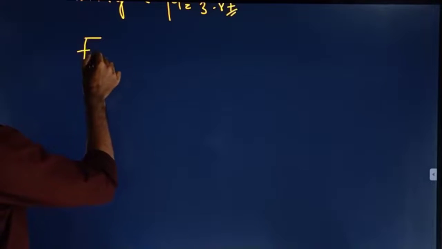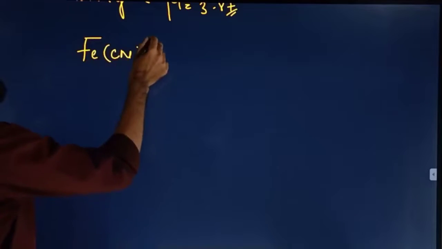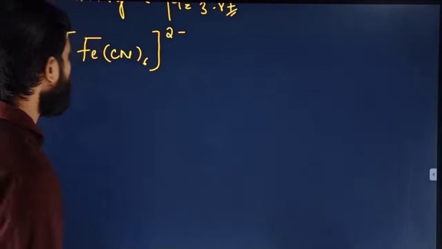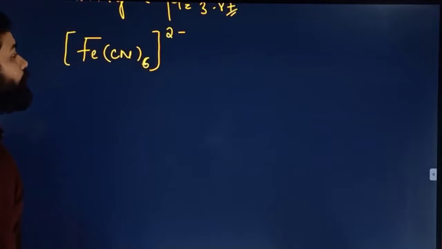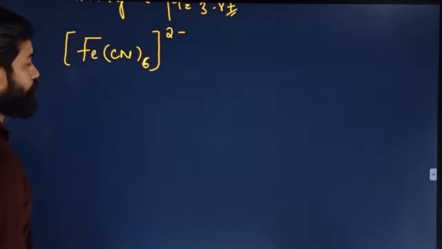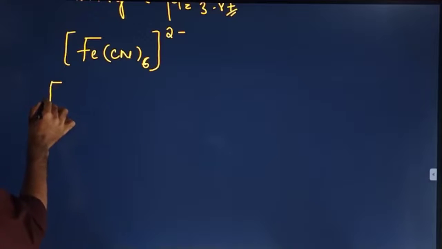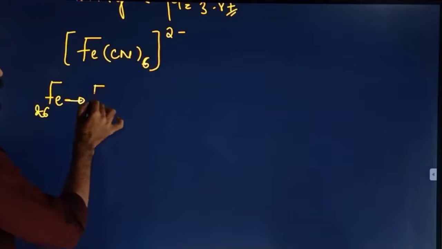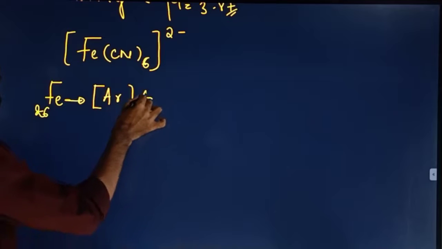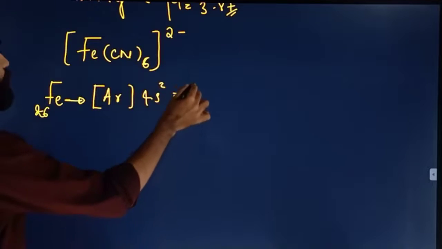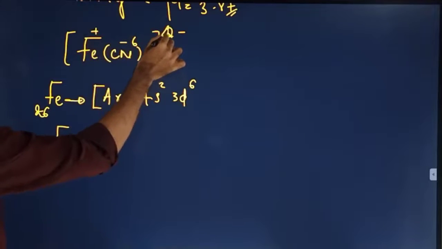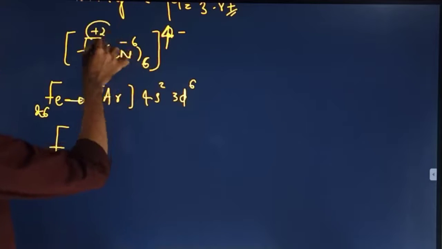The next is [Fe(CN)6]. Listen, cyanide is a strong ligand, right? CN minus is a strong ligand. So [Fe(CN)6], iron with atomic number 26, argon 4s2 3d6 is the real configuration, and this is 4 minus actually, not 2 minus. So iron is in +2 oxidation state.